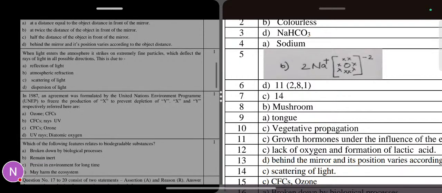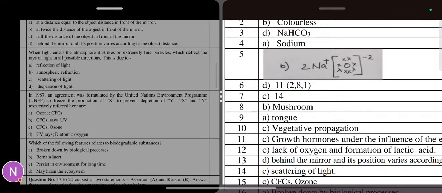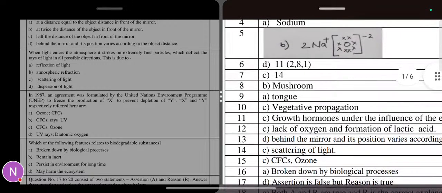The 15th question. In 1987, an arrangement was formulated by the United Nations Environment Programme, UNEP, to freeze the production of X to prevent depletion of Y. X and Y respectively are referred to here as: ozone, CFCs; CFCs, UV rays; CFCs, ozone; UV rays, diatomic oxygen. So option C, CFCs and ozone.